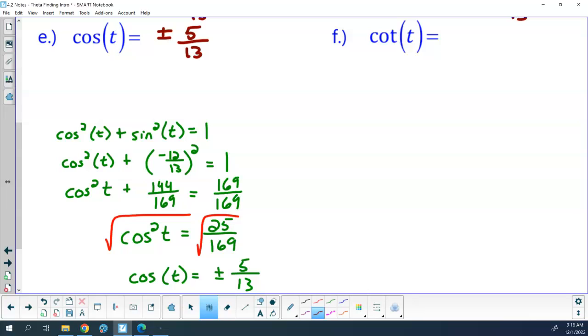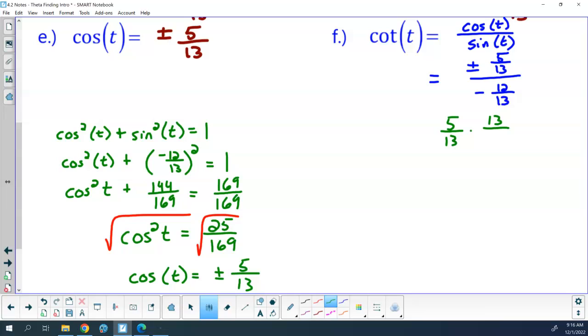Cotangent is cosine over sine. So that would be plus or minus 5 13ths over negative 12 13ths. Keep, change, flip tells me 5 13ths times 13 over negative 12. This was plus or minus.